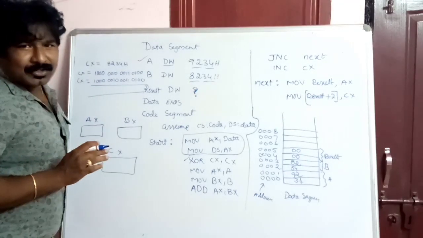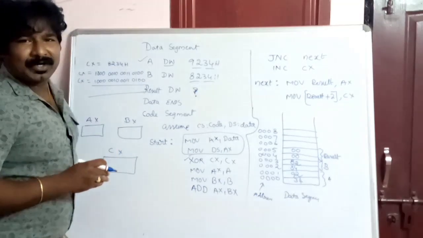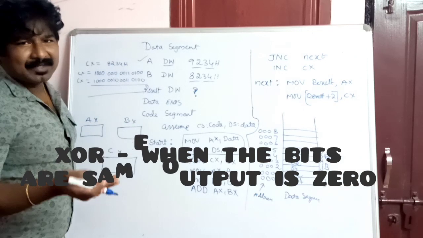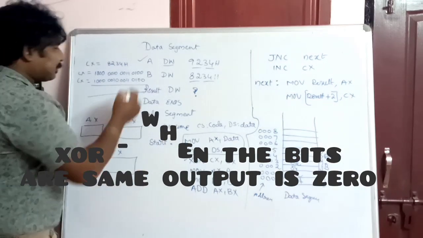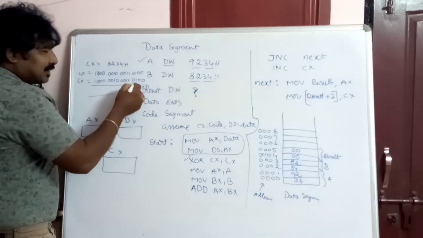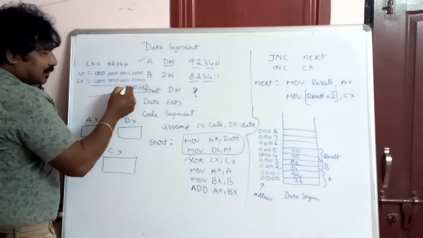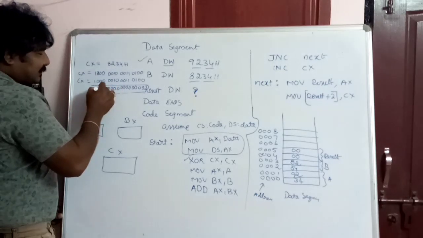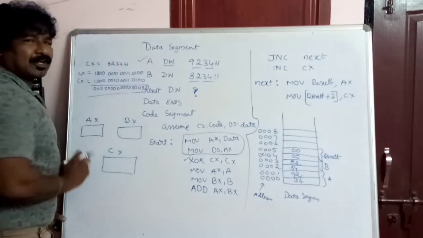What is the truth table for exclusive OR? When the bits are the same, your result is 0. So 0 0 will produce a 0. This will also produce 0. 1 1 is 0. 0 0 is 0. 1 1 is 0. 1 1 is 0. 0 0 is 0. 1 1 is 0. That means you will get all zeros.